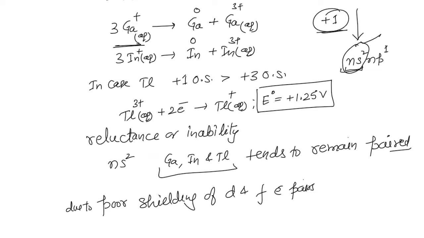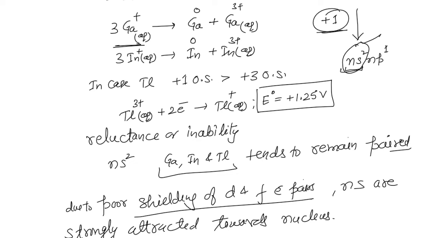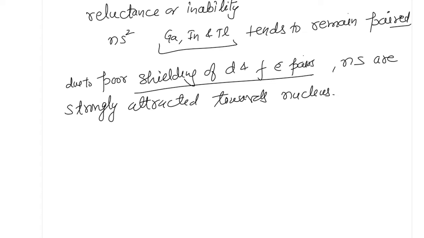The ns electrons are strongly attracted towards the nucleus, and that's why they are not ready to participate in bond formation. It is very difficult to remove them, or very difficult to make them unpair. Okay, the first reason is this.